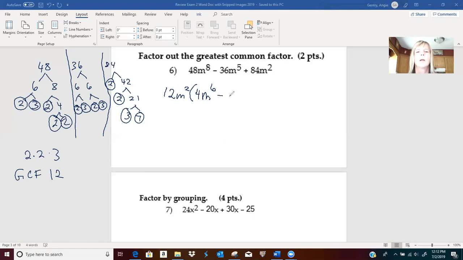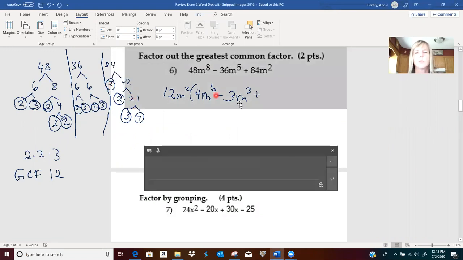Minus 12 times what is 36? 3 times 12 is 36. M squared times what is m to the 5th? M cubed. 12m squared times what is 84? Well, I don't see this as easily as some maybe. So I'm not really seeing it. So if I don't see it, I guess if I touch this, it makes weird stuff.